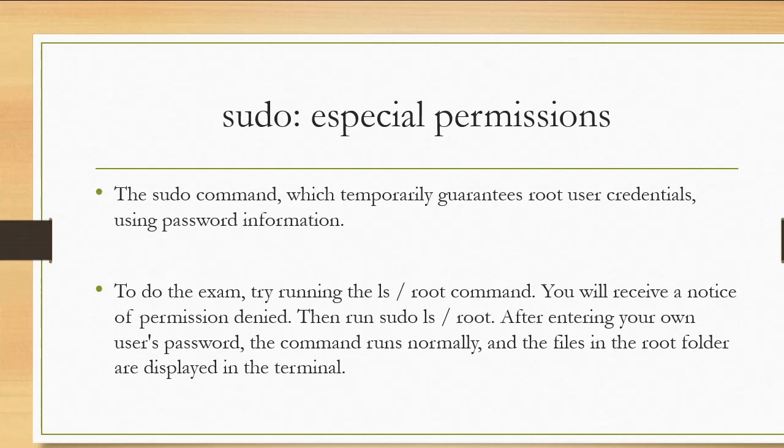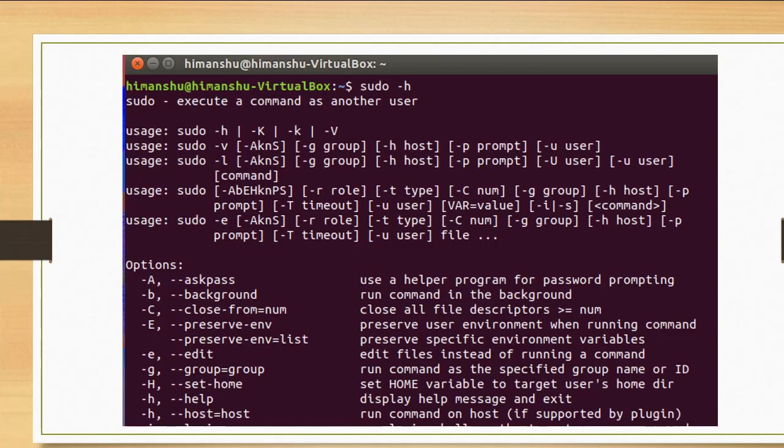Then we have sudo, the special permissions command. The sudo command temporarily grants root user credentials using password information. To do the test, try running the ls /root command. You will receive a notice of permission denied. Then run sudo ls /root. After entering your own user password, the command runs normally and the files in the root folder are displayed in the terminal without any problems.